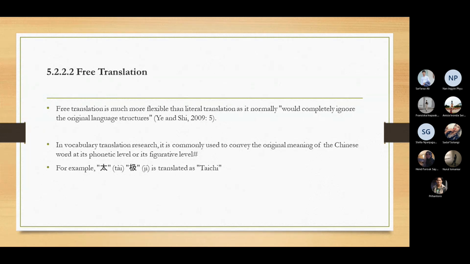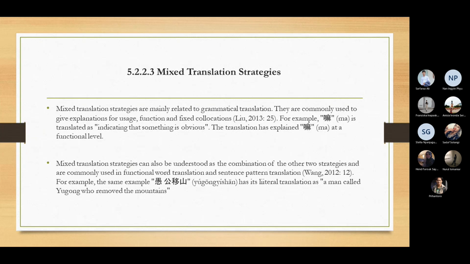Another type given was the mixed translation strategy. Mixed translation strategies are mainly related to grammatical translation, and they are commonly used to give an explanation for the usage, function, and fixed collocation. So an example of the mixed translation is also given.